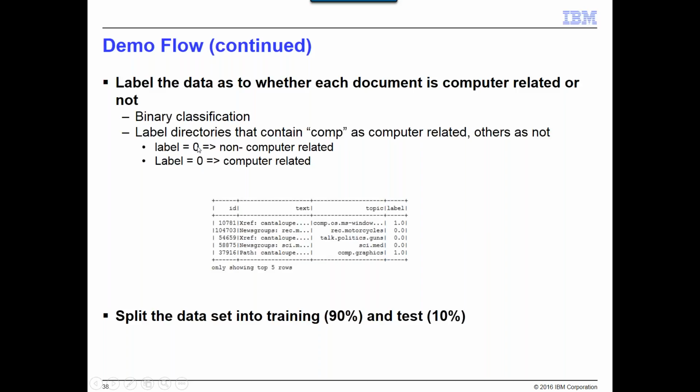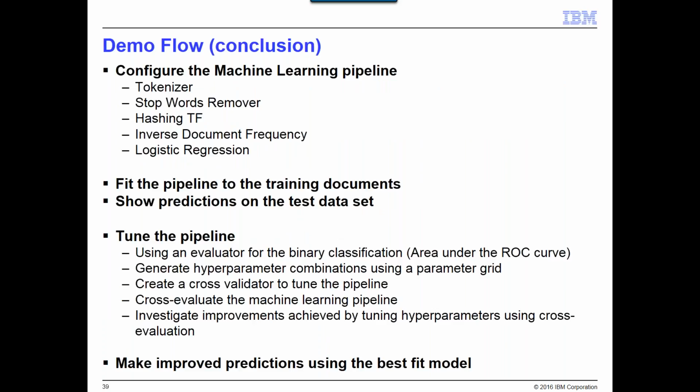Logistic regression requires that the label be numeric and that it actually be of type double, and you'll see we'll do that in the notebook. Then we're going to split the data into training and test data sets, and configure the pipeline we talked about with all those transformers: tokenize, stop words, hash it, and do that inverse document frequency to downweight commonly used words across all the documents. We're using logistic regression. We're going to fit the pipeline to the training data to get a learned model, and then show predictions on the test data set.